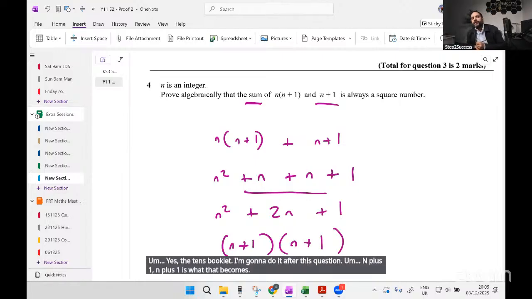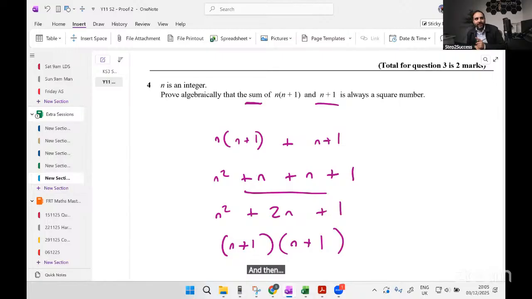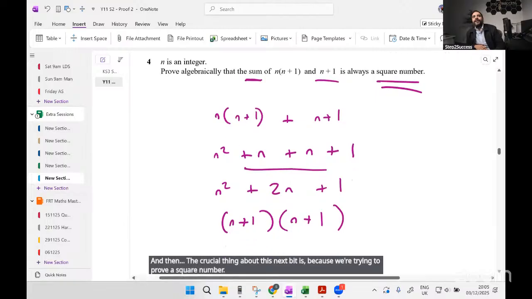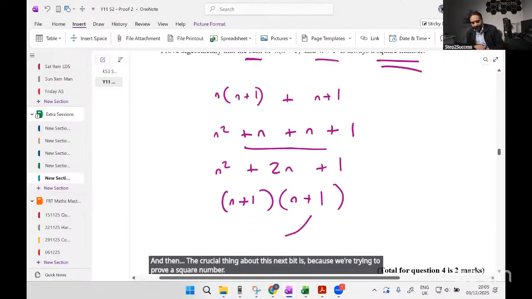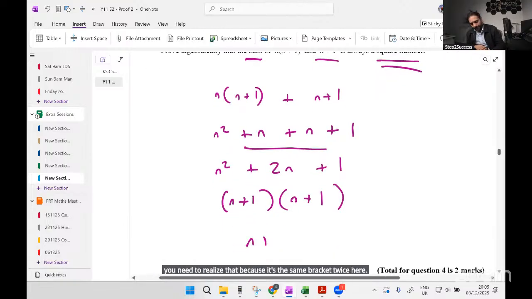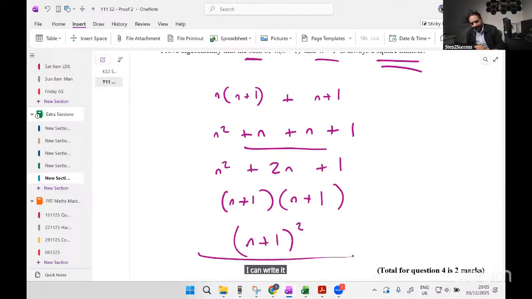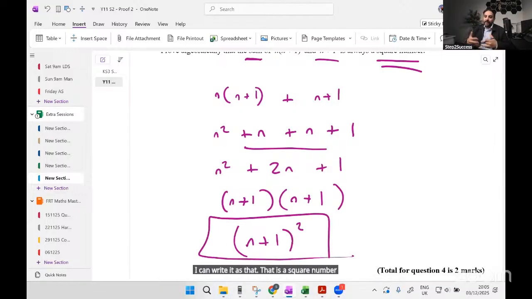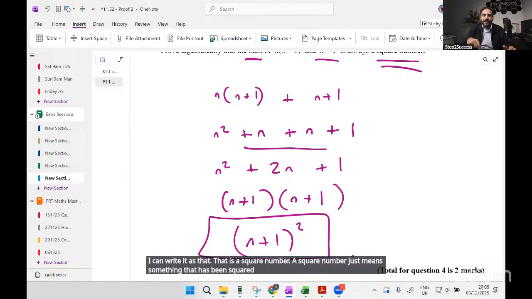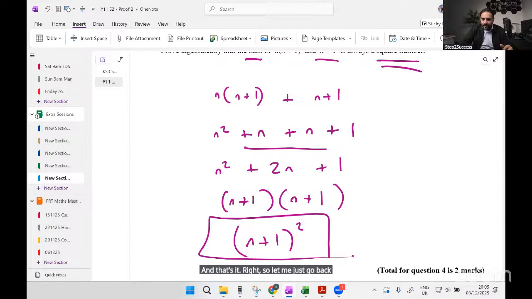And then the crucial thing about this next bit is because we're trying to prove a square number, you need to realize that because it's the same bracket twice here, I can write it as that. That is a square number. A square number just means something that has been squared. And that is something that has been squared. And that's it.